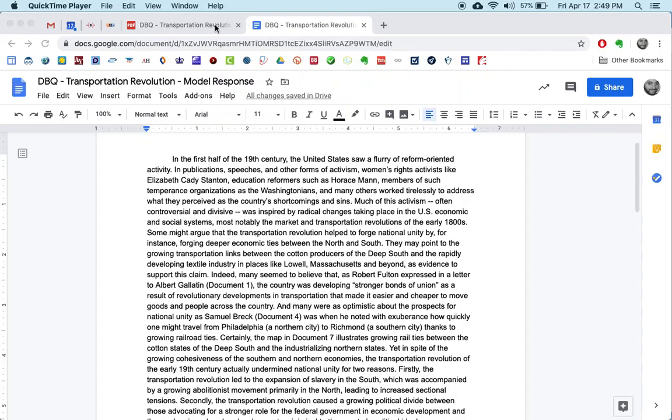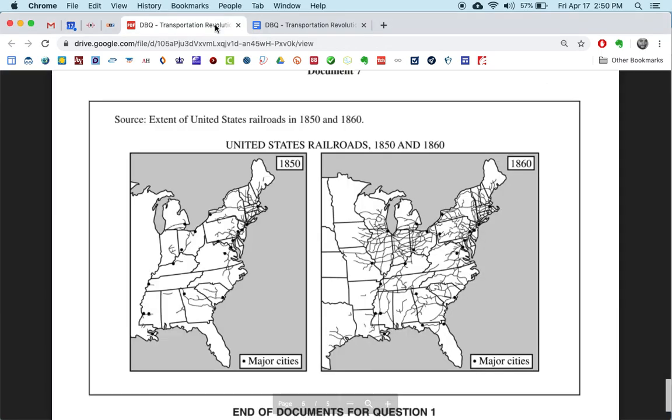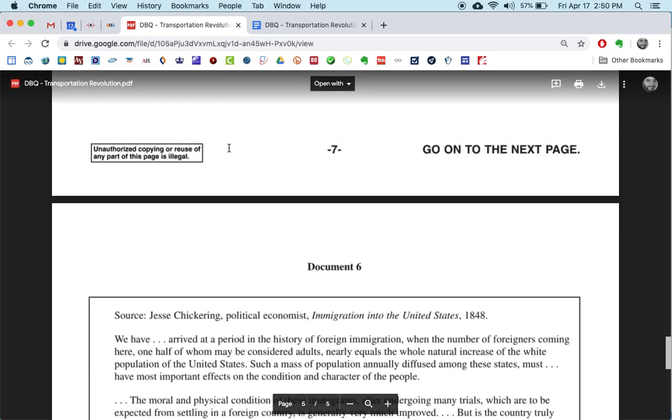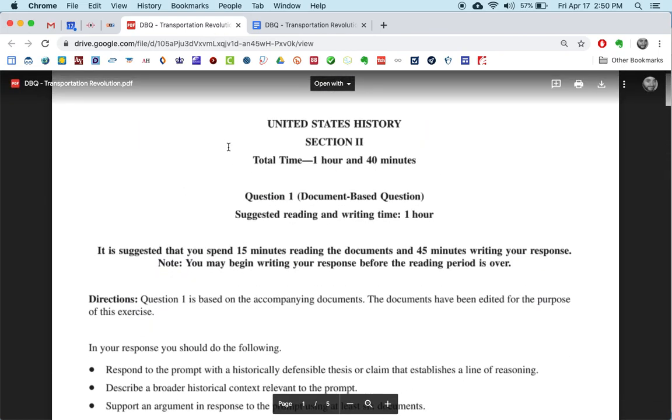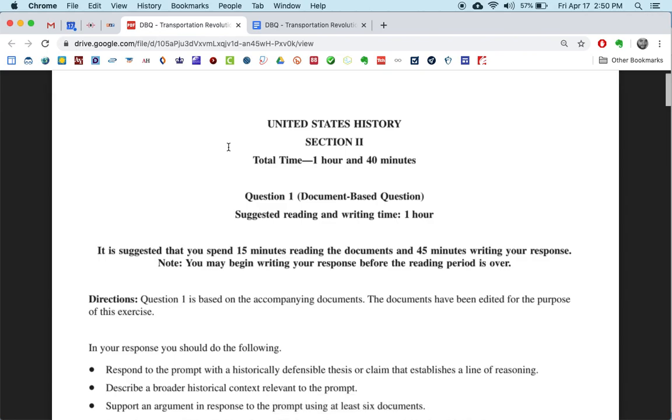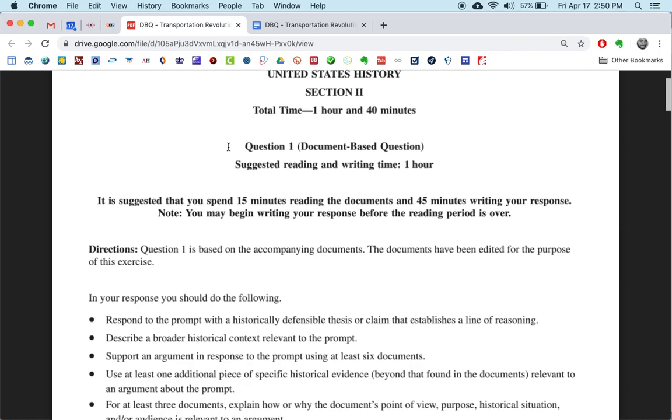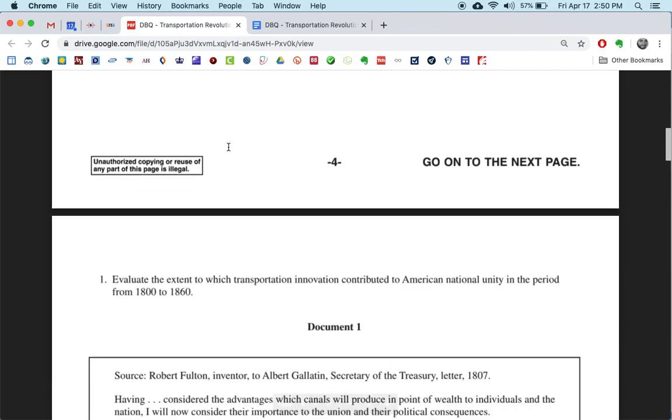I'm here on my porch on a beautiful day to talk about one of my favorite things, history and writing history. I want to provide you with a quick model response to the DBQ that you guys worked on, the practice DBQ from period 4 or unit 3 about the transportation revolution. This is the DBQ you guys did.